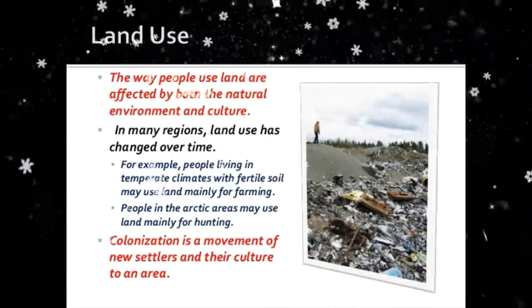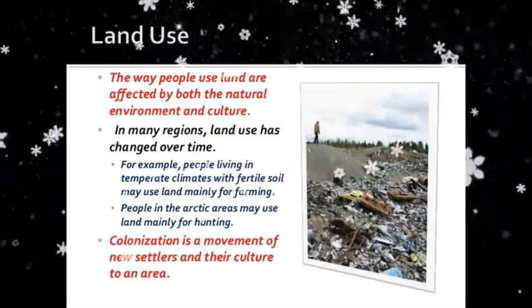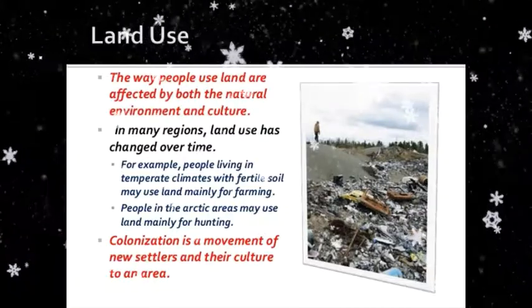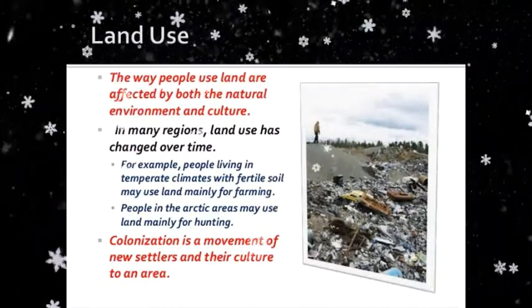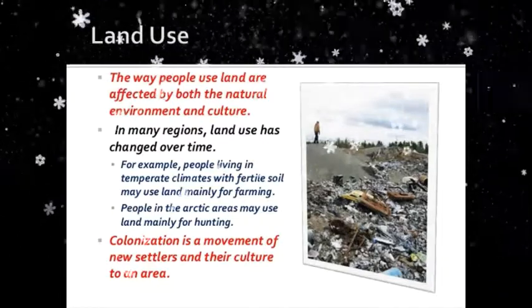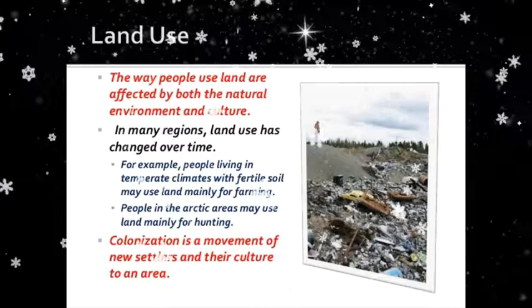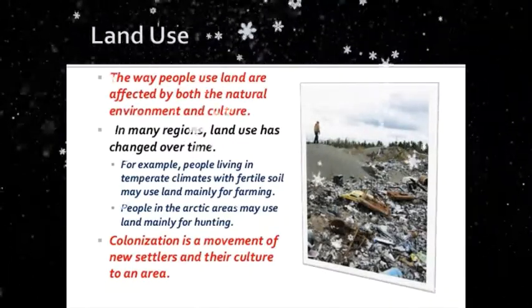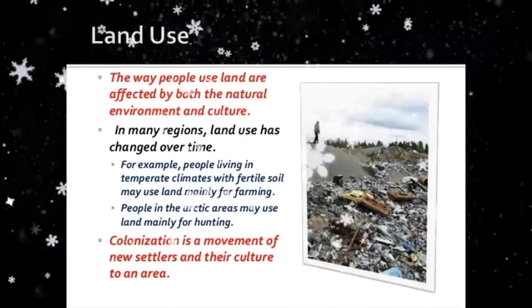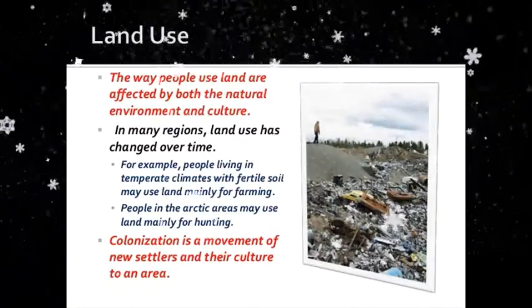People living in temperate climates with fertile soil may use land mainly for farming, and those in the Arctic areas may use land mainly for hunting. So that's the difference: farming and hunting. For the fertile soil, it's for farming, and for the Arctic areas, the land may be used for hunting. Colonization is a movement of new settlers and their culture to an area.